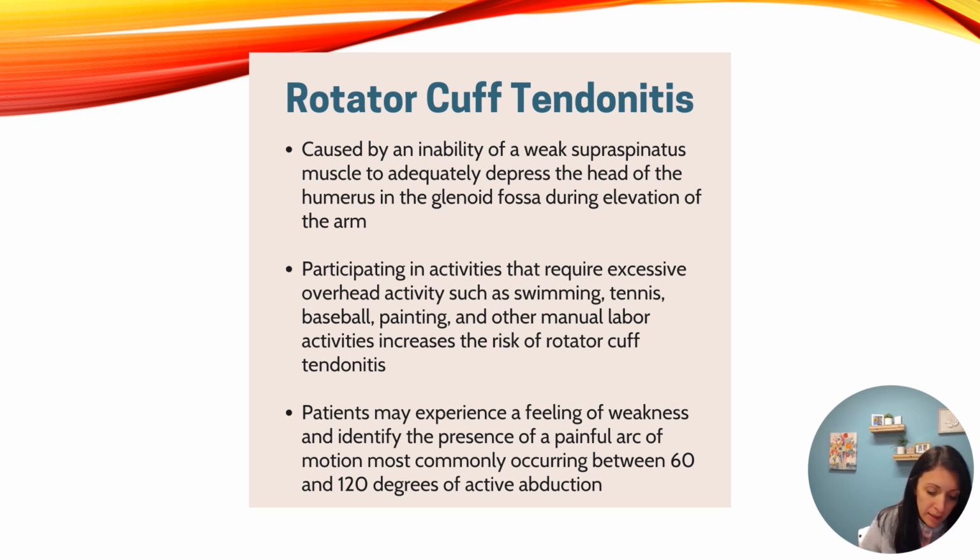So like I said, usually with repetitive overhead activities, and the impingement will be at the supraspinatus tendon and immediately proximal to the greater tubercle of the humerus. Sometimes they can also have secondary impingement, and these are symptoms from poor mechanics or instability of the shoulder joint.